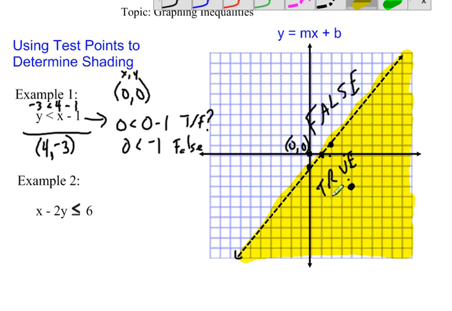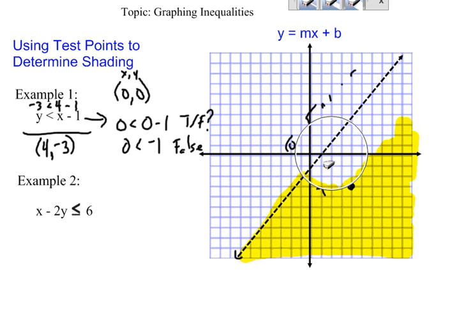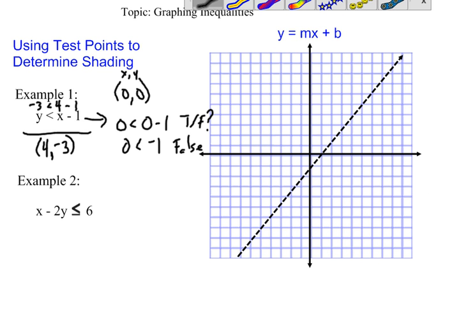Try to do your shading pretty nice and neat. And when you do your shading, do it light enough that you can erase it in case you do get it backwards. It's very easy to get it backwards. All right. Let's look at example 2. Get rid of this.